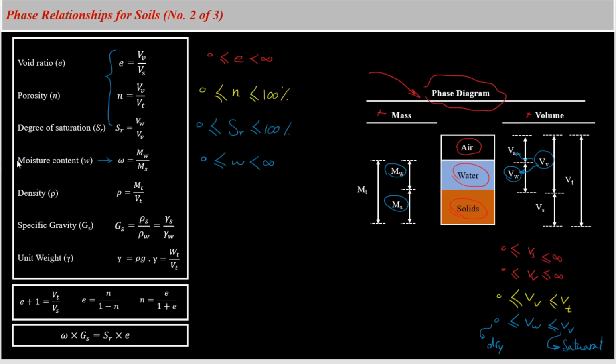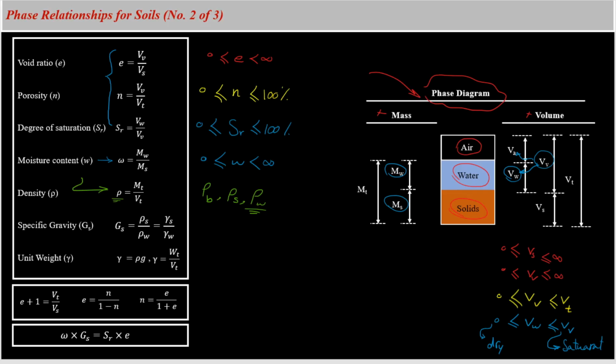The next parameter is based on both masses and volumes of a soil sample, and is called the density. The density is the ratio of the mass to the volume. And so far we have introduced three densities in a soil sample: the bulk density, the density of the solid particles, and the density of water, and this last one is a constant number.